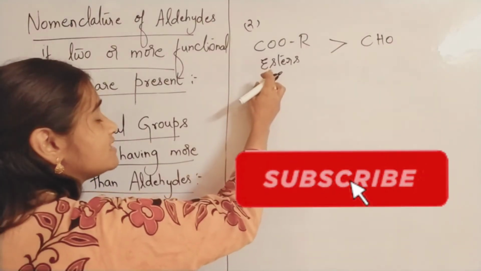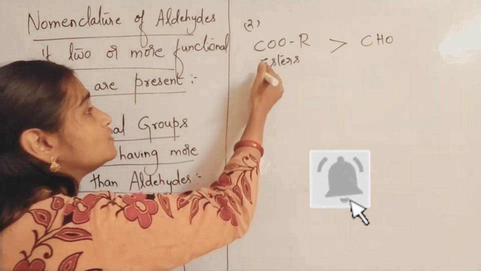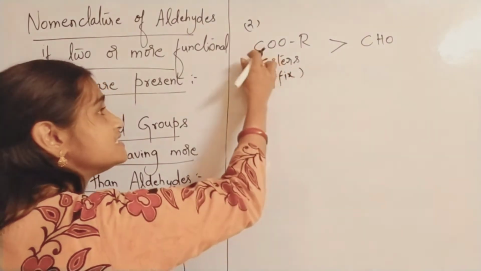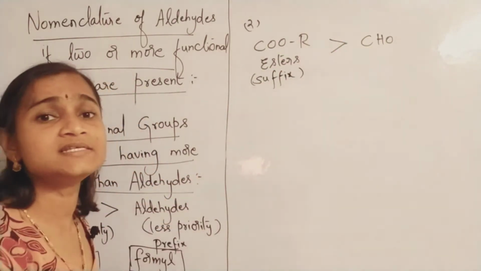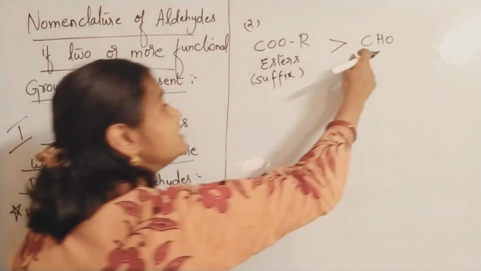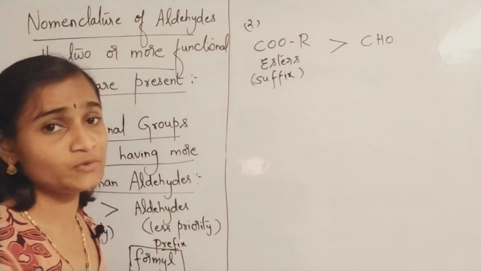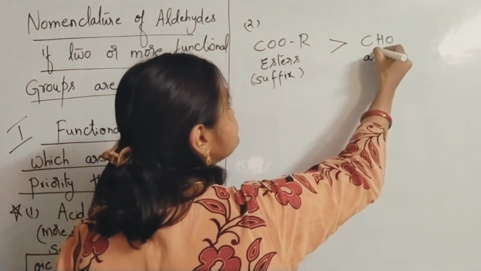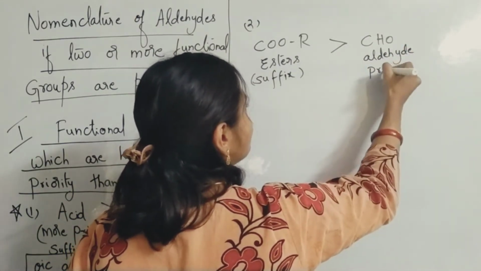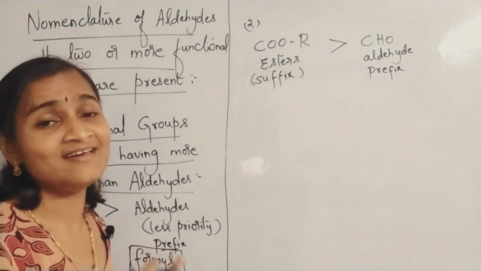Now esters, COOR. R is alkyl group. You all know that. So you have to give suffix for esters. If esters and aldehydes are present in the same compound, you have to give suffix for esters, and in such case aldehyde becomes the less priority functional group. So you will be giving prefix for aldehyde, because esters are more priority than aldehydes.